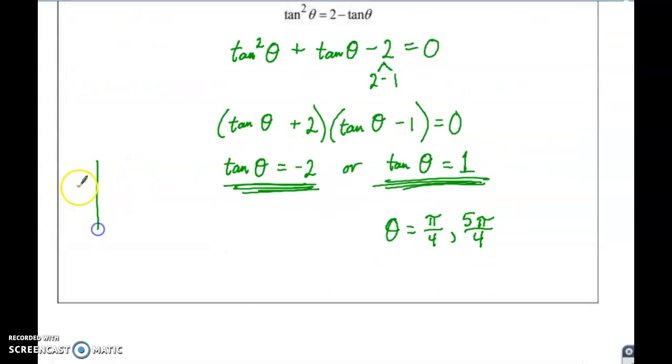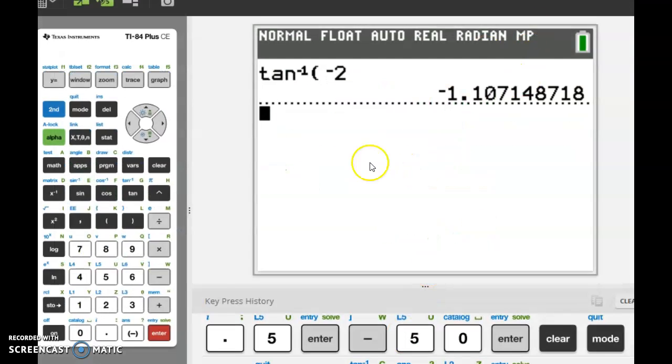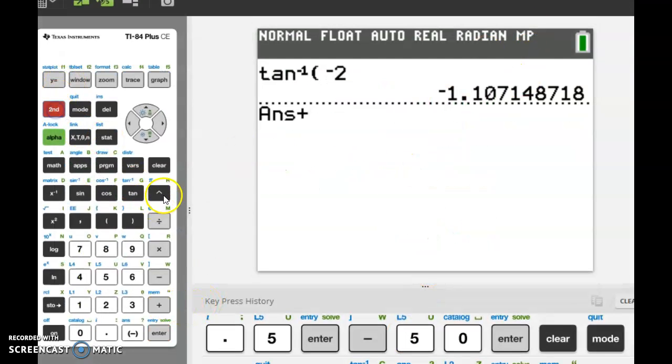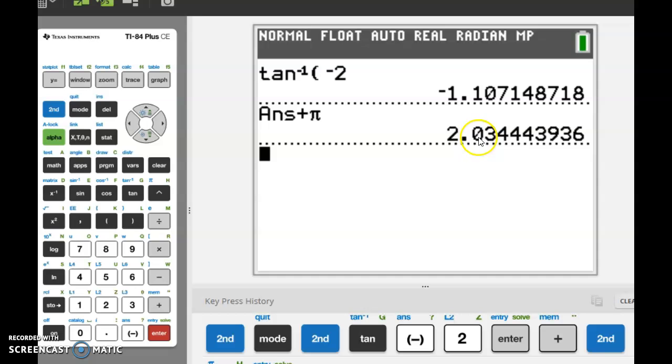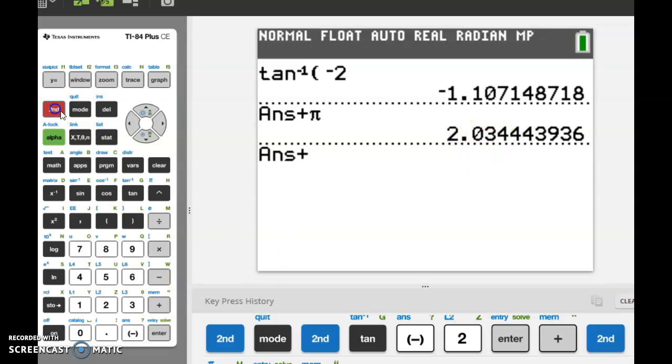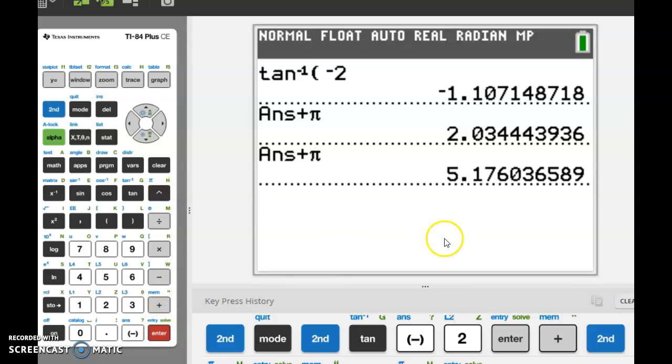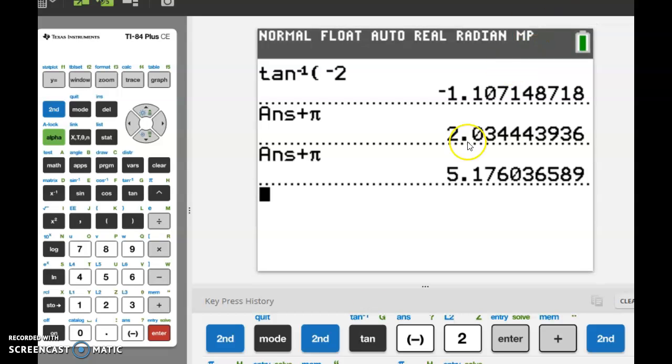So let's think about what that means. We go this way, so that's going clockwise. So to fix our answer, you can add pi to it to get the negative answer in the second quadrant. So back to your calculator, add pi to that answer, bigger than 0, smaller than 2 pi, 2.034, and then add one more pi to get the fourth quadrant answer, 5.176. I think I'll just show you the answer key on that one.